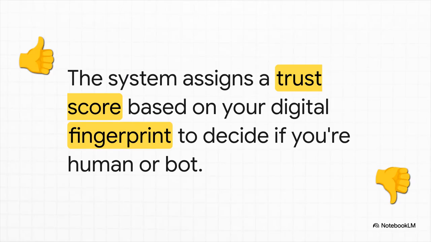So how does it all work? Well, the whole security system really boils down to this one simple idea, a trust score. Cloudflare looks at absolutely everything about your connection, from your IP address to your browser settings, and it builds this unique digital fingerprint. Then, it scores you. If you get a high score, you're in. A low score, you're blocked. It's that simple. Your job is to get that high score.